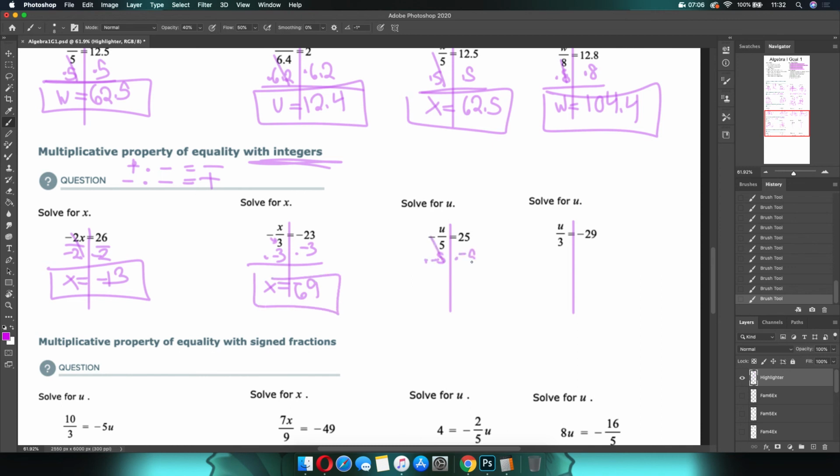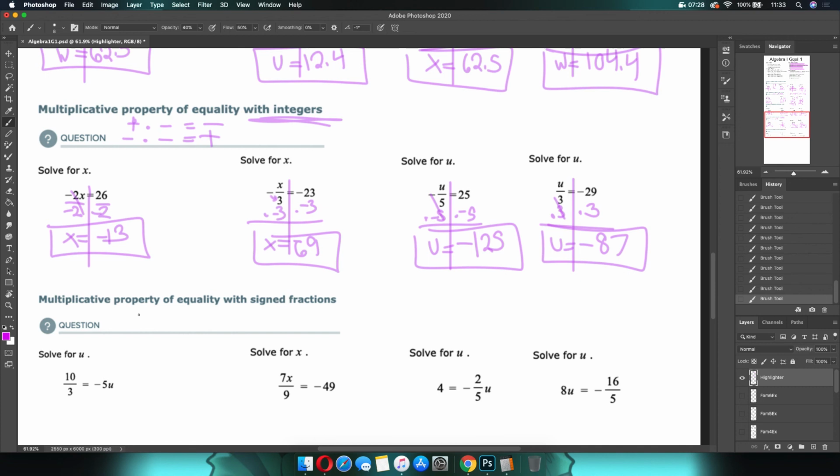Next up, times -5, times -5. Okay, u equals positive times a negative is a negative, and 25 times 5 is 125. Next up, times 3, so that means u equals positive times a negative is a negative. 29 times 3 is going to be 87.